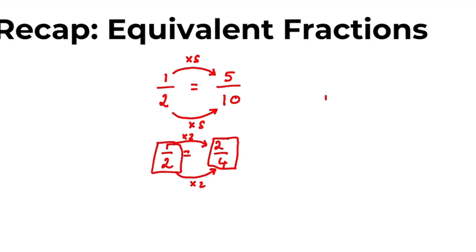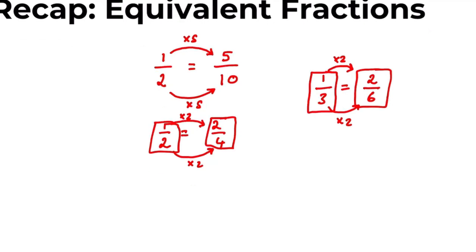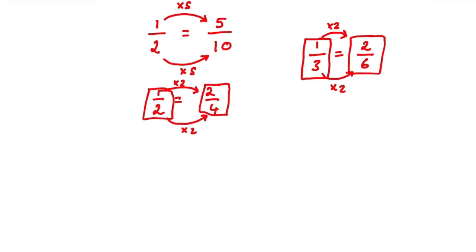If we had 1/3 and I was saying, let's list an equivalent fraction, if we multiplied the top by 2 and we also multiplied the bottom by 2, then on the numerator we would have 1 times 2, which is 2, and we would have 3 times 2, which is 6. So we would have 1/3 and 2/6. Those are equivalent fractions because we've multiplied both the numerator and the denominator by the same number, 2. And it can be any number.